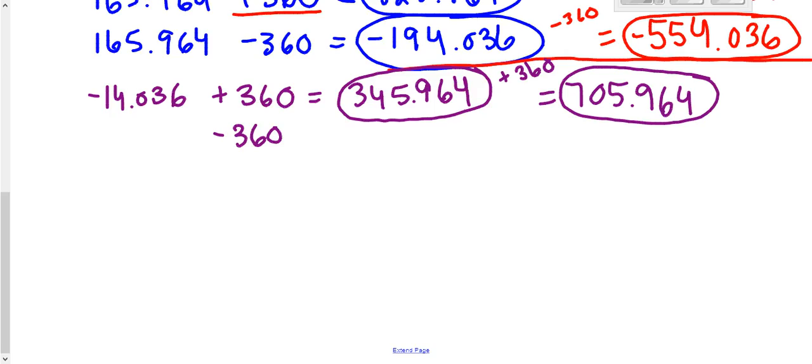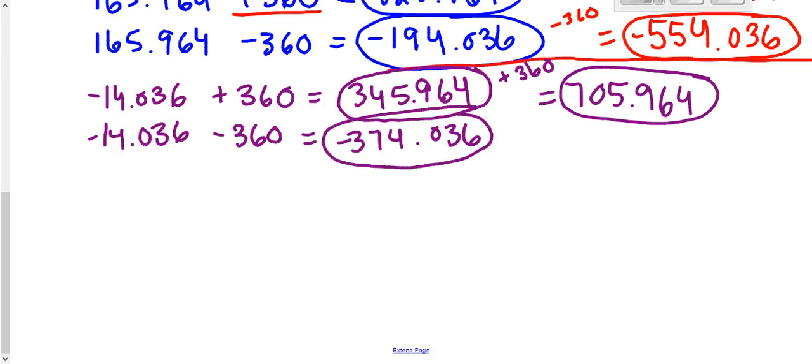And then subtracting, so negative 14.036, subtracting 360, we would get negative 374.036. That is in our interval. If we subtract 360 again, let's see what we would get. We get negative 734 point blah, blah, blah, which is just over our interval. So that does not work. So that does not give us another answer.